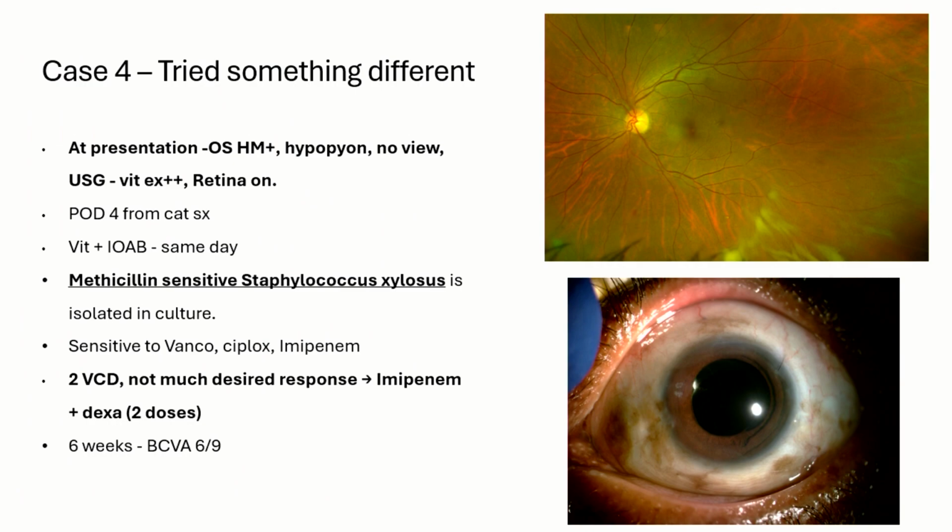And this patient, this is our in-house case, and she was methicillin sensitive Staphylococcus xylosis. She presented POD4, and it was a severe form of endophthalmitis. Even though sensitive to Vanco, Ciplox and imipenem, she didn't do well with Vanco. The hypopion was not there postoperatively, but I couldn't see the media. With 2 VCDs, we tend to see that she's improving, but it was not happening.